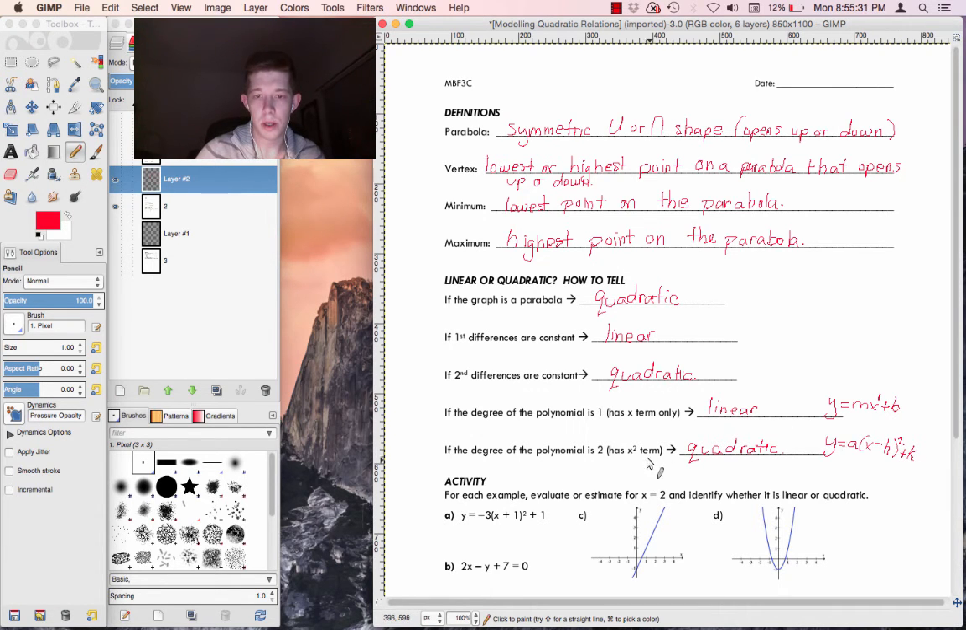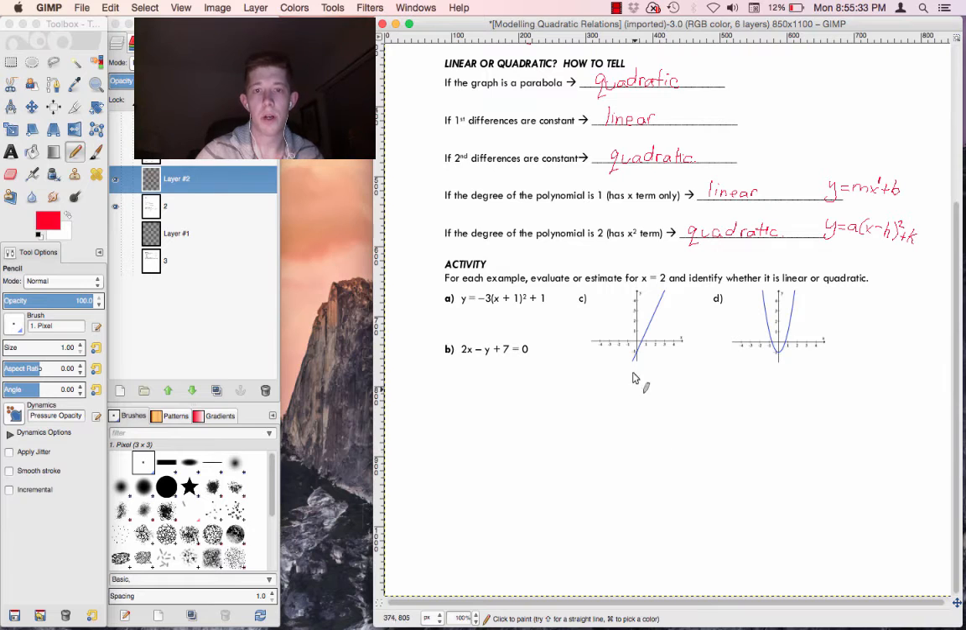Okay? So let's move on to a little bit more work, and let's look at these equations here. So I have some equations and some graphs, and we want to figure out if our graph or equation is linear or quadratic, and what the value at x equal to 2 is. So let's start out with A. In A, if x is equal to 2, that simply means that everywhere I see an x value in my equation, I'm going to sub in or replace the x with the number 2. So we can do that.